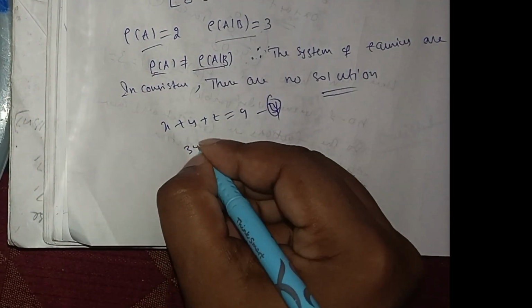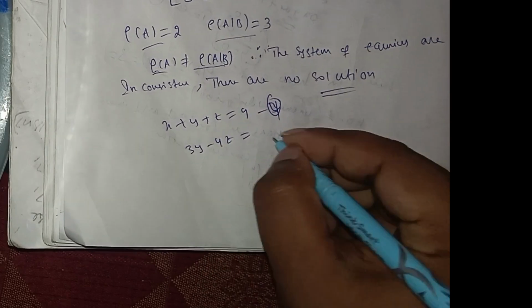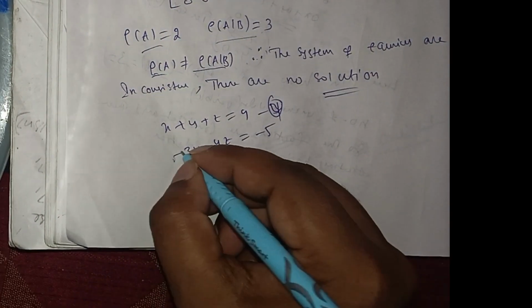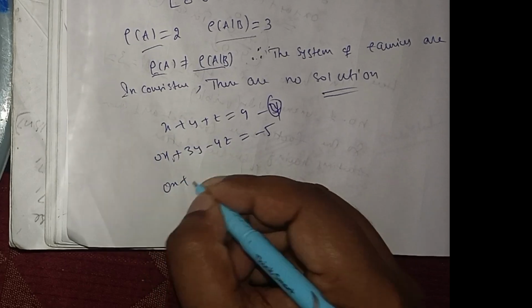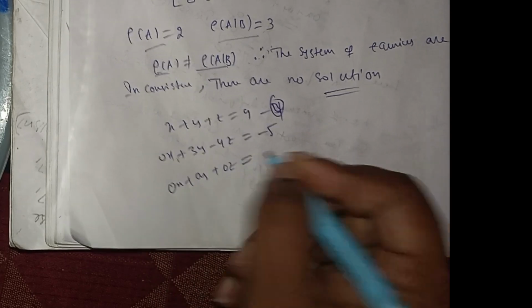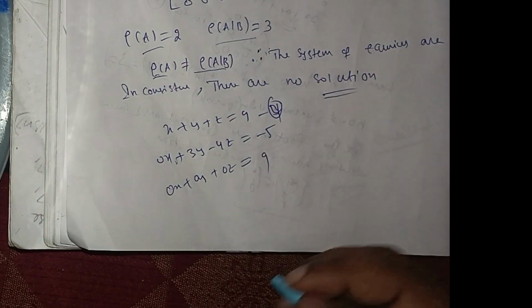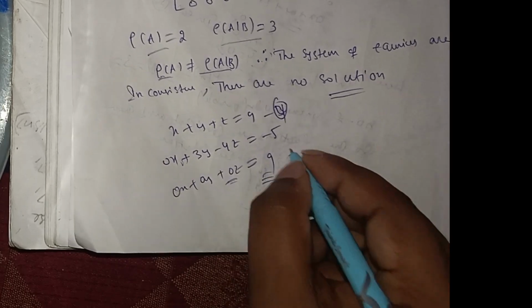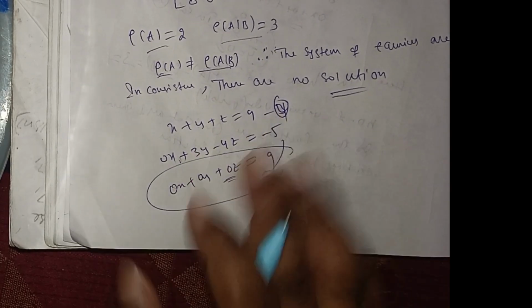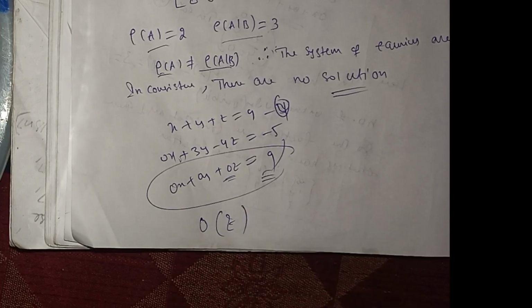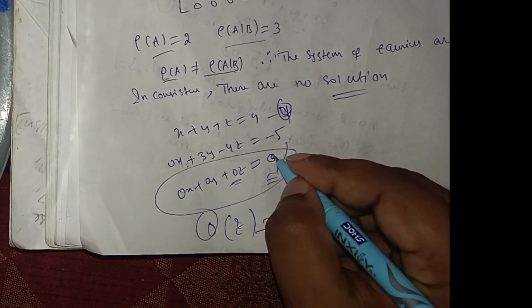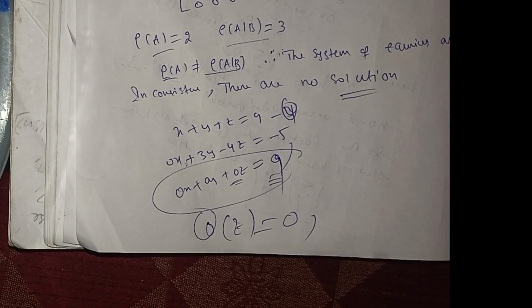What is the fifth equation? 0x plus 3y minus 4z equal to minus 5, and 0 0 0 means 0x. Here 0x plus 0y plus 0z equal to what do you get? 9. Anything multiplied by 0 is equal to 9. Is it possible? Is it possible? If you multiply anything with 0, the result should be 0, but here we are getting a value 9.